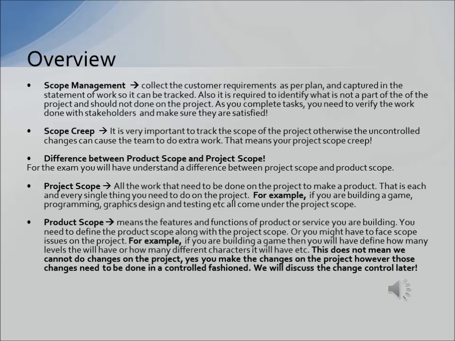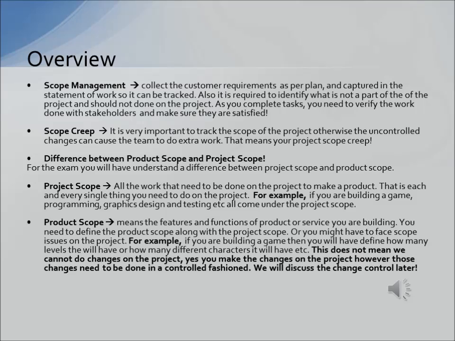Let's take a look at the difference between the product scope and the project scope. Project scope includes all the work that is required to be done on the project to make a product. That is, each and every single task you need to do on the project. For example, if you are building a game, everything, including programming, graphic design, testing, etc., comes under project scope.